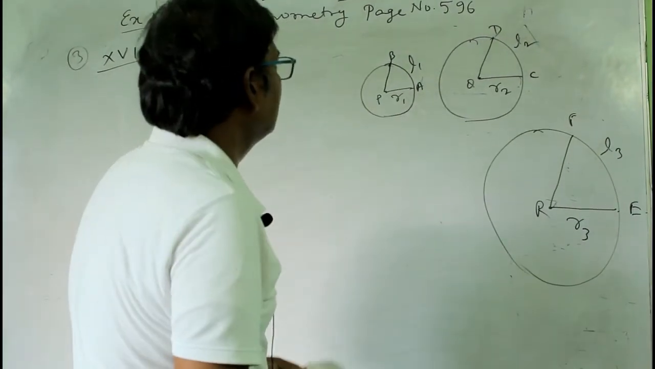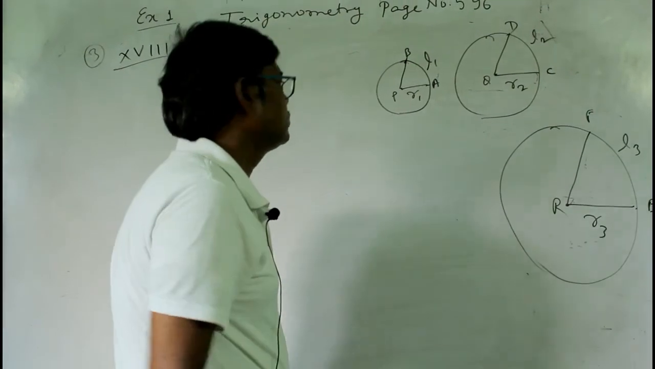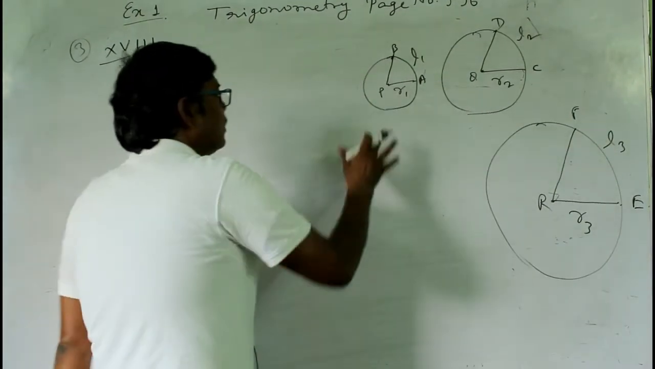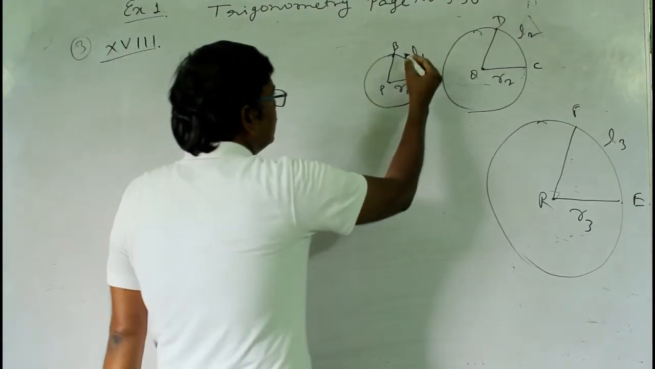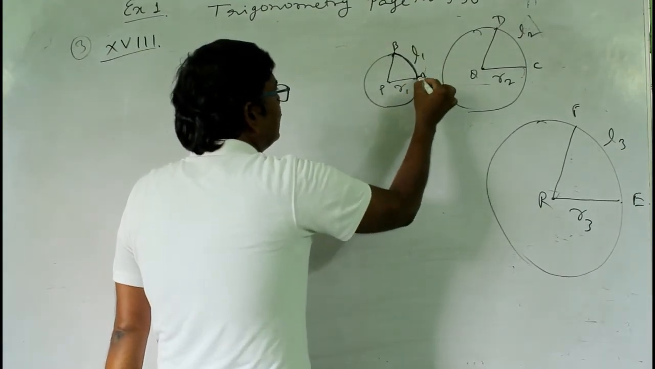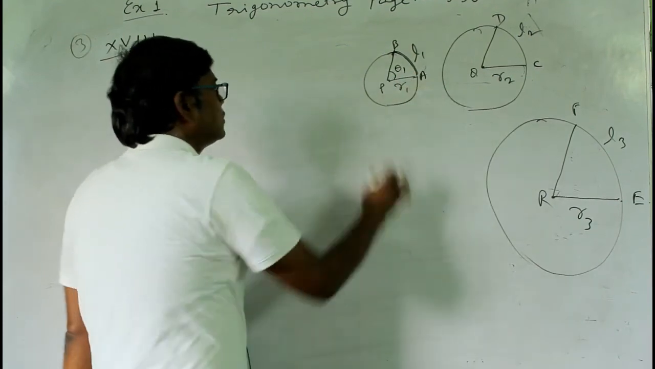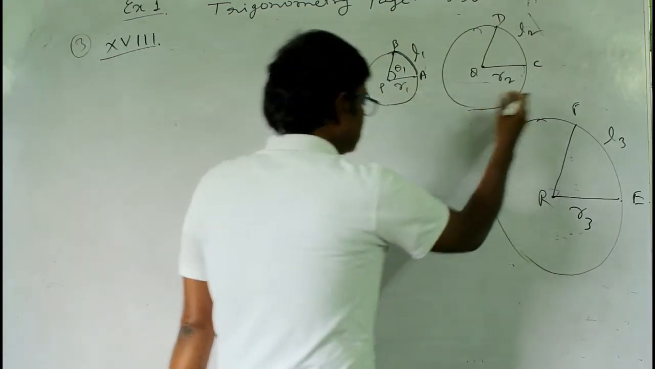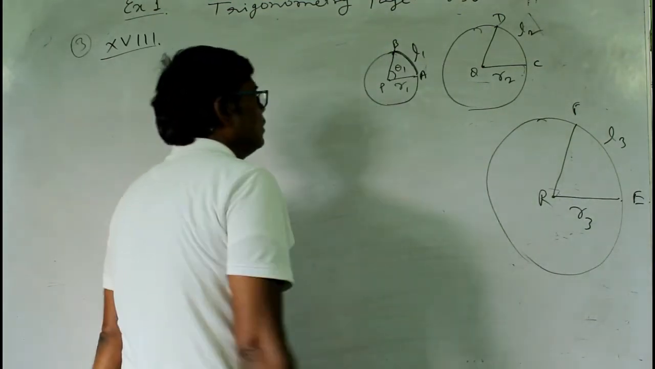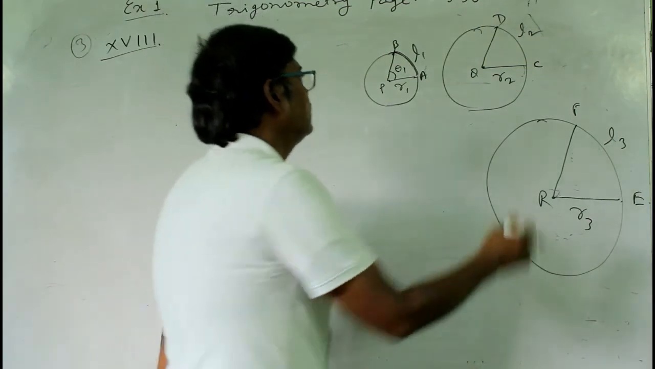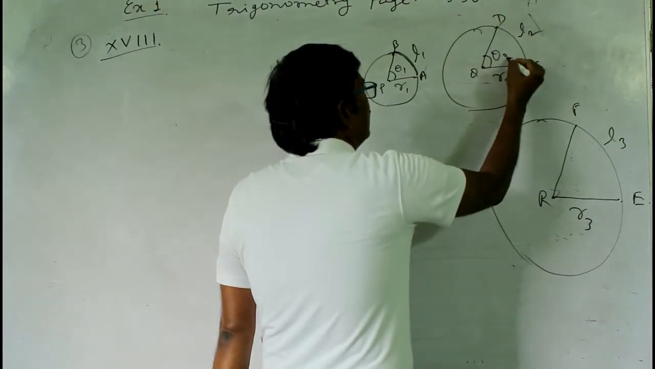So this is given actually. You have the different circles. You don't have to draw the figures. Just understand this, that for this circle, this is the arc L1, and this arc L1 subtends angle theta 1 at the center, and its radius is R1. And this is another circle, and in this circle the radius is R2 and the length of arc is L2, and this L2 subtends angle theta 2 at the center.